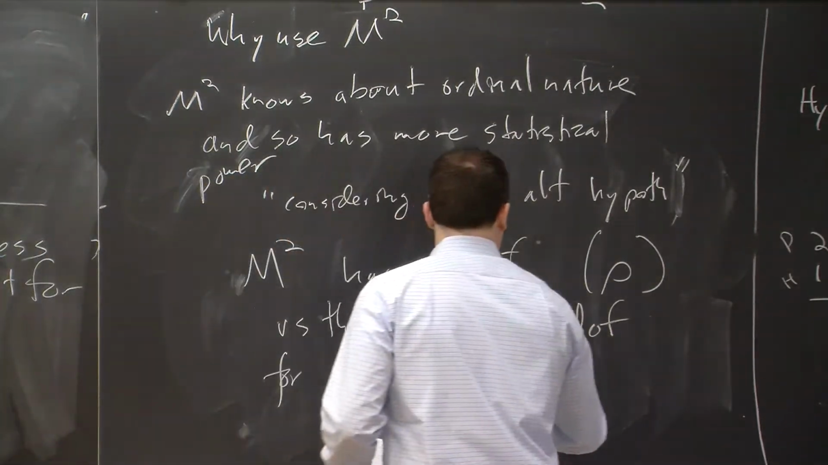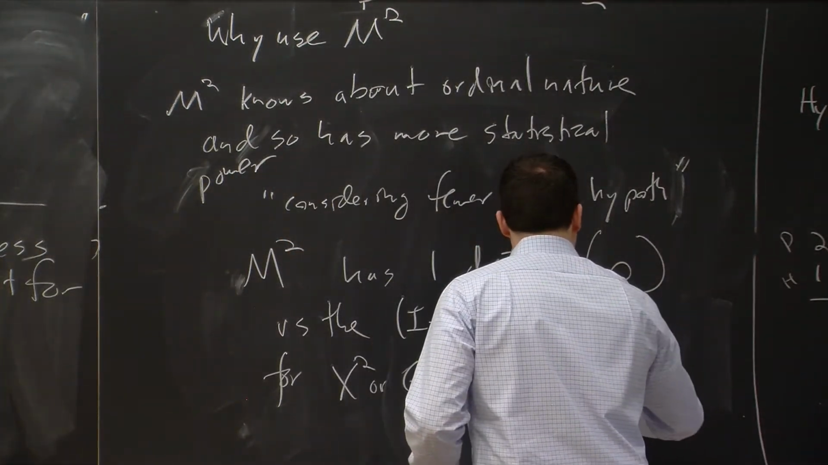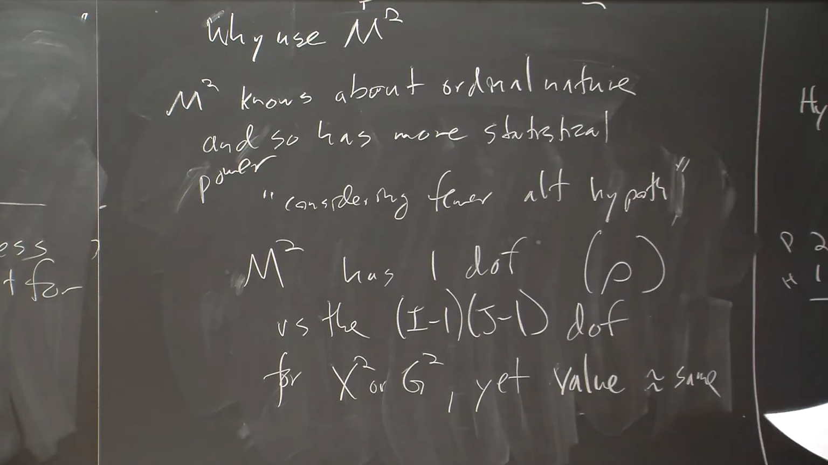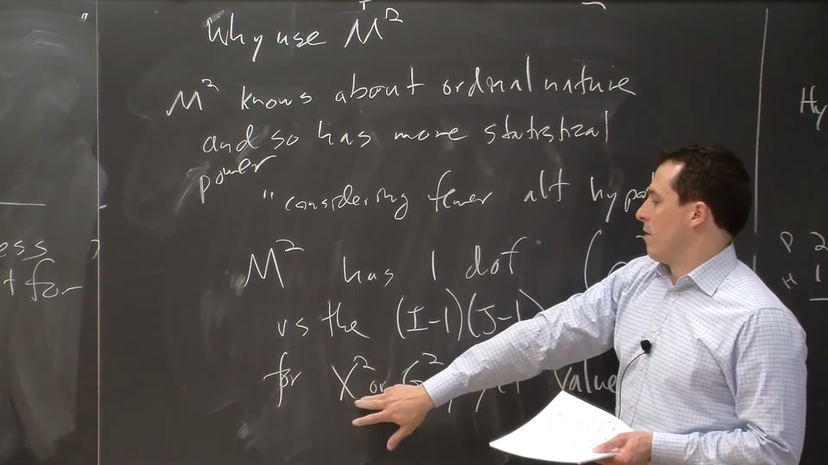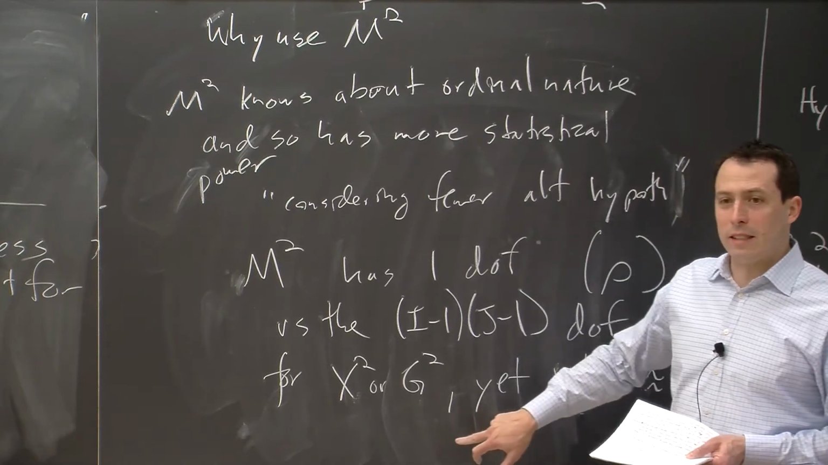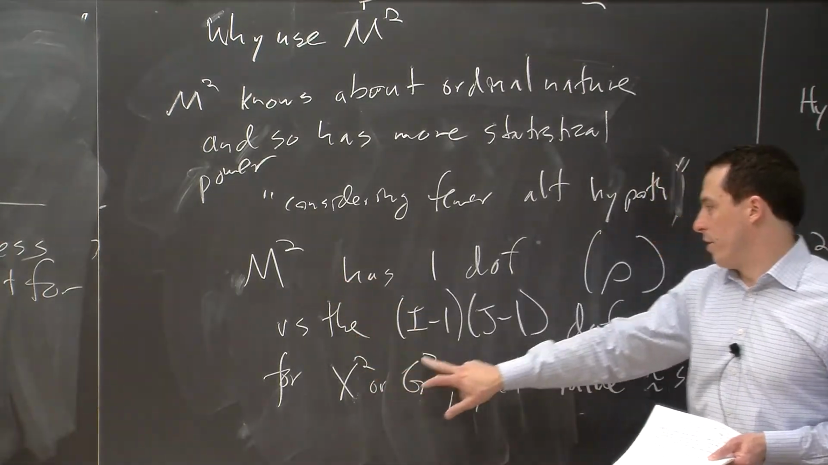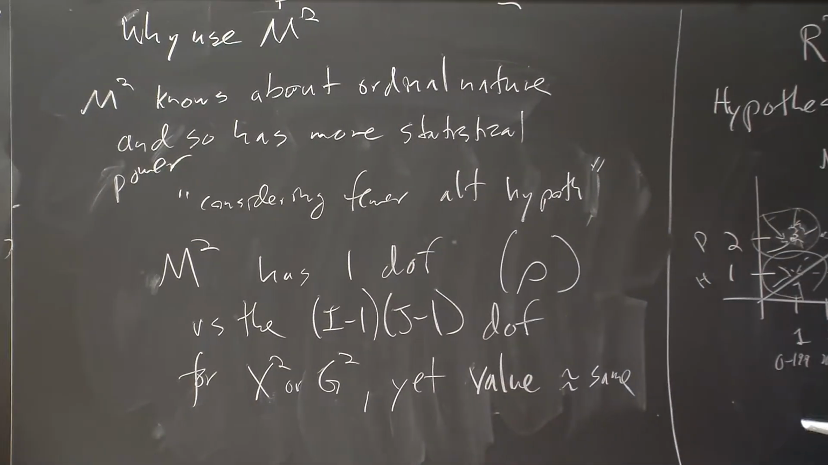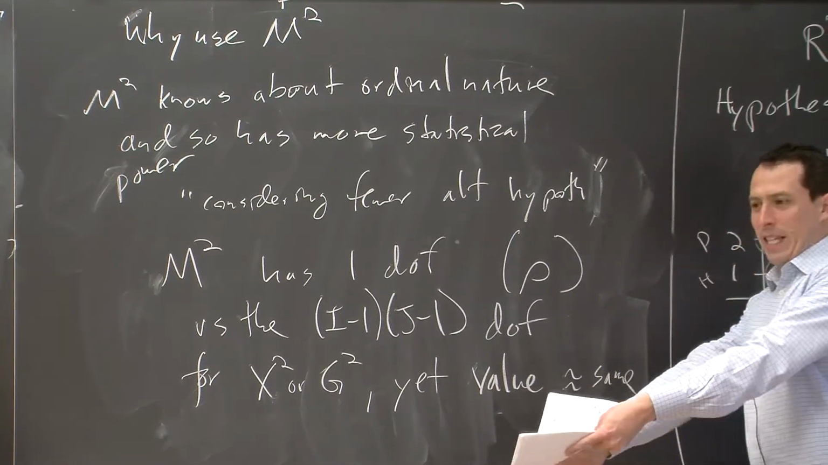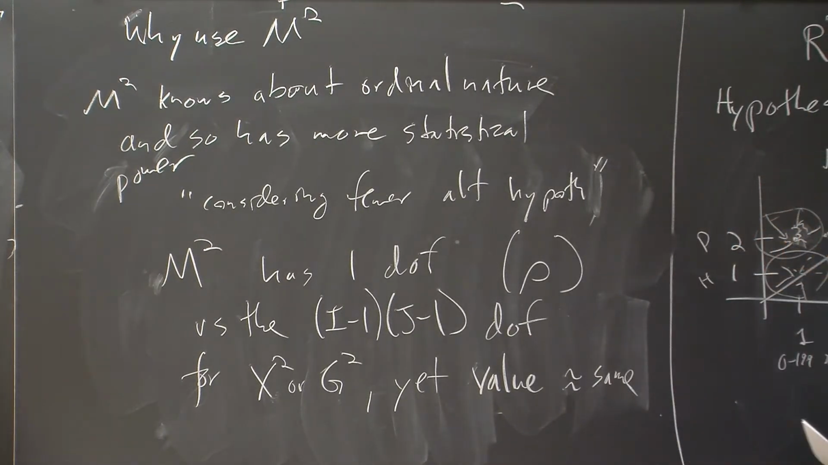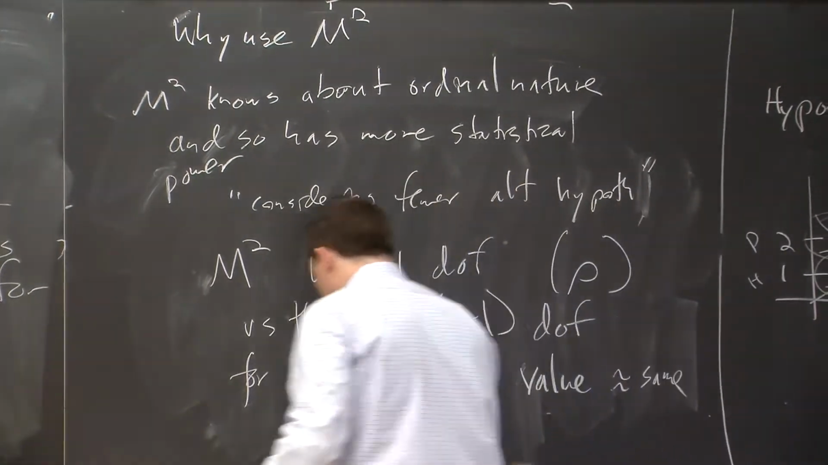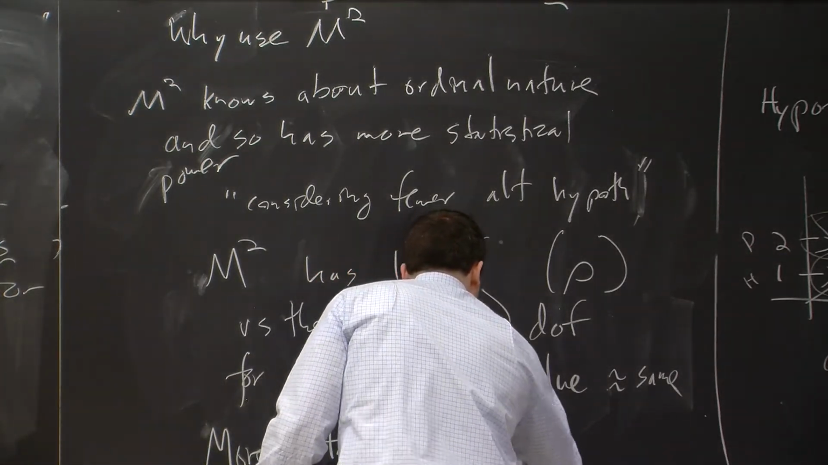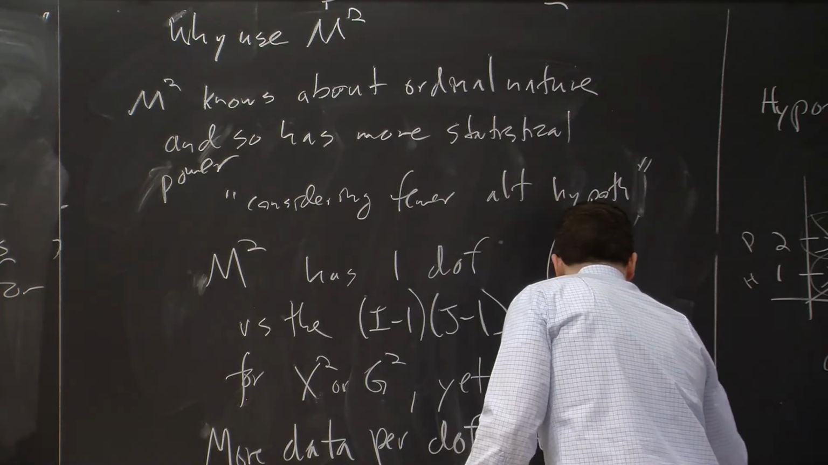And yet the numerical value is approximately the same. So the number that I get for m squared will be close to the number that I get for the Pearson chi-squared or for the G-squared test. But because the degrees of freedom here is only 1 versus a much higher degrees of freedom here, that same value will be far more significant as a 1 parameter test. So we're taking all of the ways to fail, compressing it into 1, and that's why we get more power. We get more data per degree of freedom, and that means more statistical power.